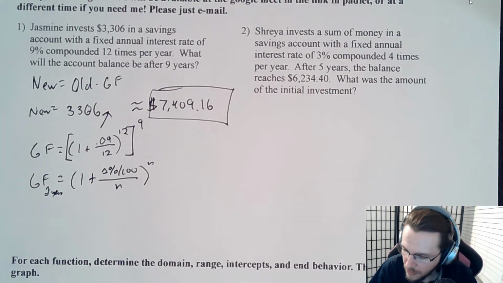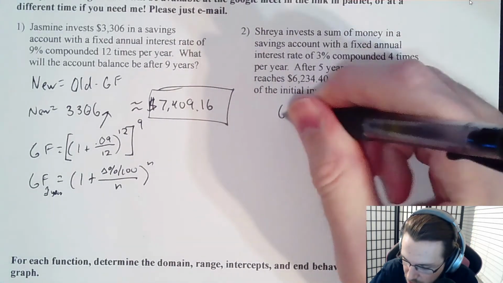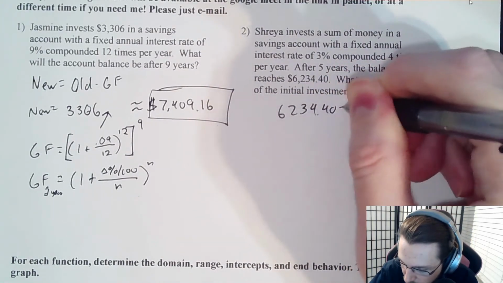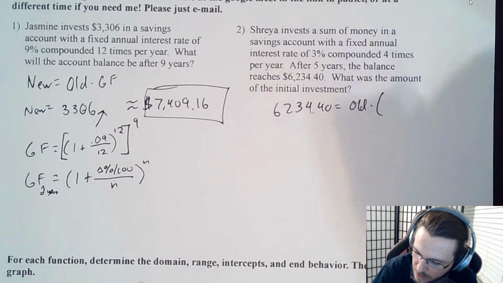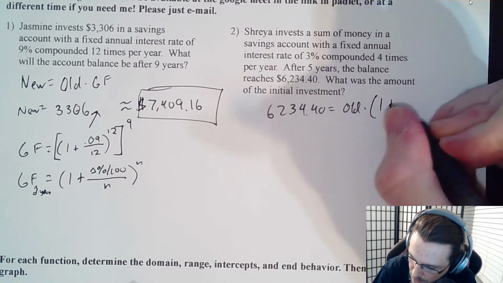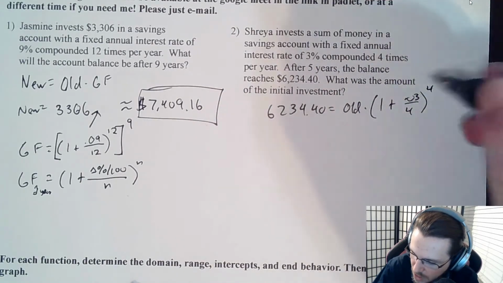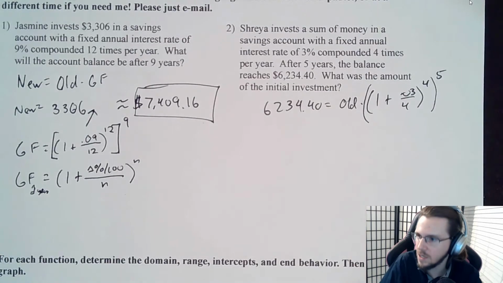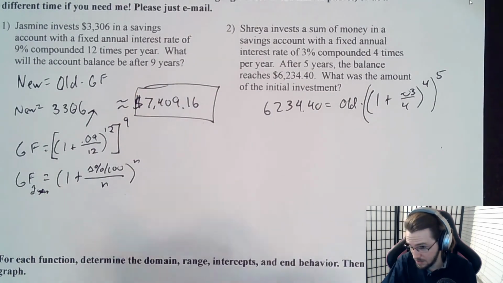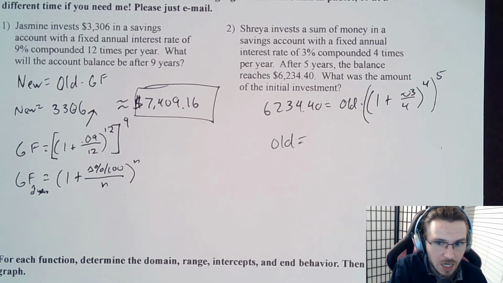Yeah, problem number 2. What was the amount of the initial investment? So this time it ends with that number, so we're going to solve for the old. So it's 6234.40 equals the old value multiplied by that growth factor, let's just do it all in one step. We got 1 plus 0.03 divided by 4 raised to the 4th power, because it's compounded 4 times per year. And then I guess I'll use big parentheses because Wolfram only likes parentheses. And then final answer is going to be this guy divided by this guy. So old equals, get our calculator out.